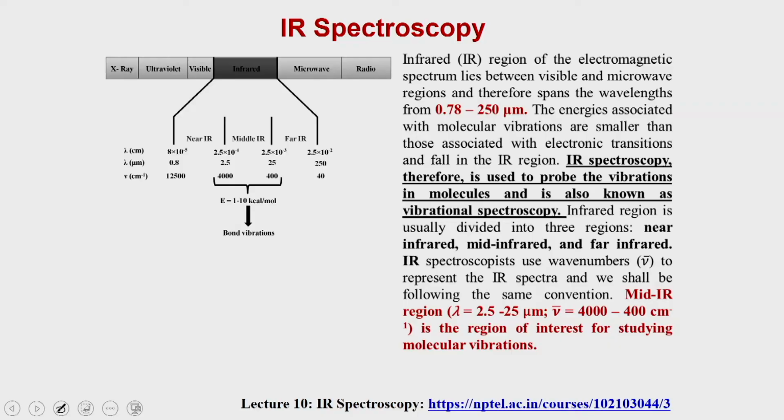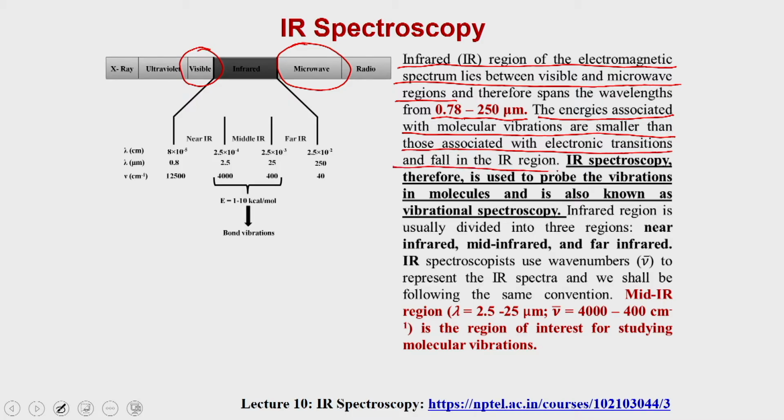The IR spectroscopy region lies within the electromagnetic radiations between the visible and the microwave regions, and the IR region spans from 0.78 to 250 micrometer. The energies associated with molecular vibrations are smaller than those associated with electronic transitions, and those fall into the IR region. That is why IR spectroscopy is also called vibrational spectroscopy.